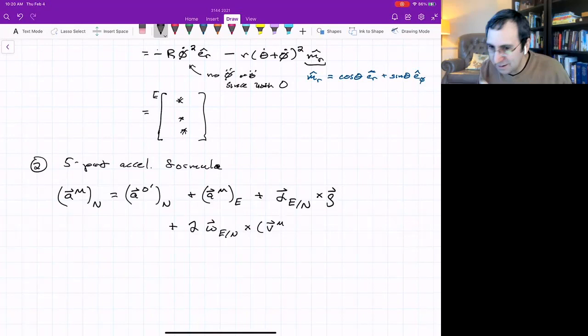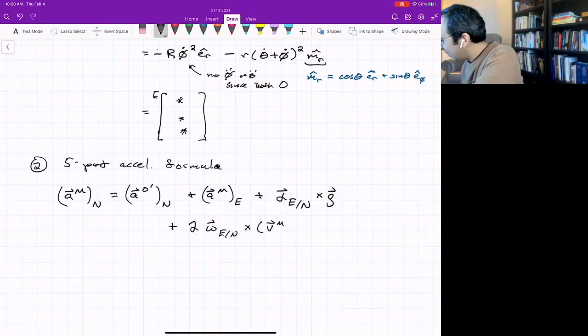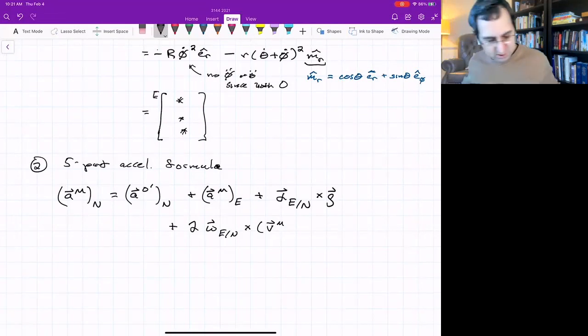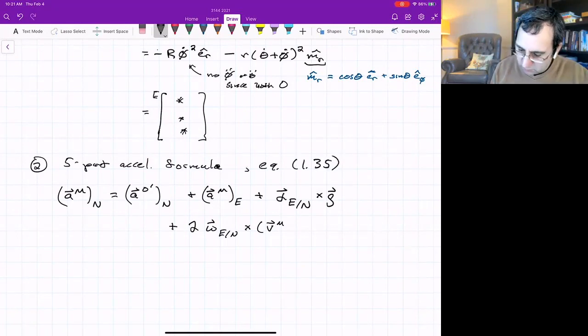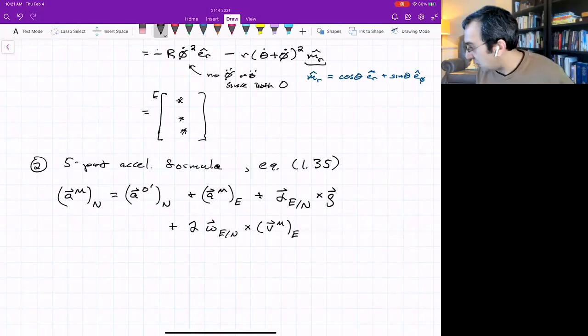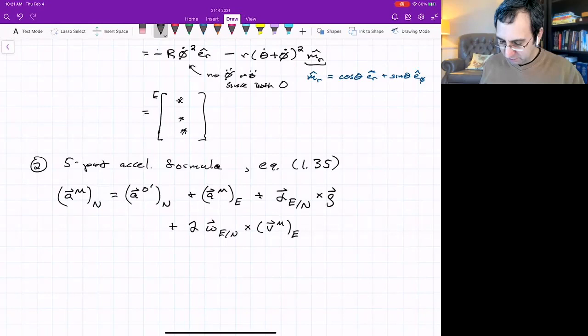It's kind of nightmarish. Hold on, I want to get this one right. Looking in the book, I should tell you what formula this is. It's equation 1.35. We've just adapted it to, instead of A and B frame, it's the N and the E frame.